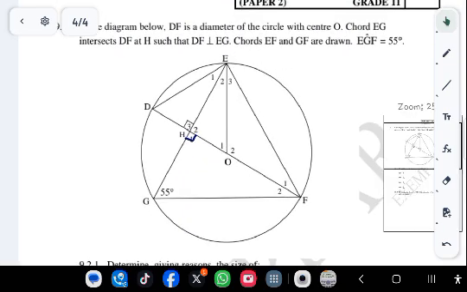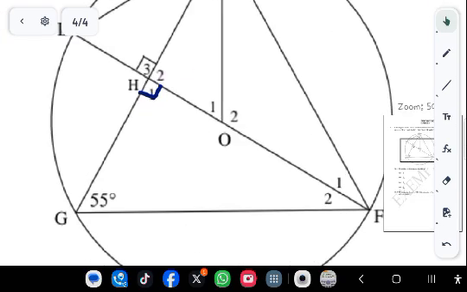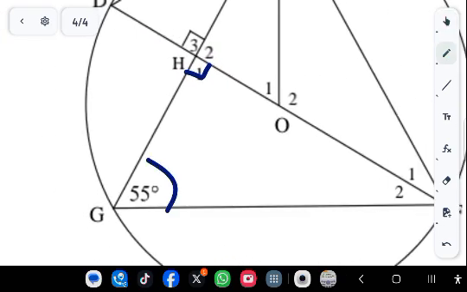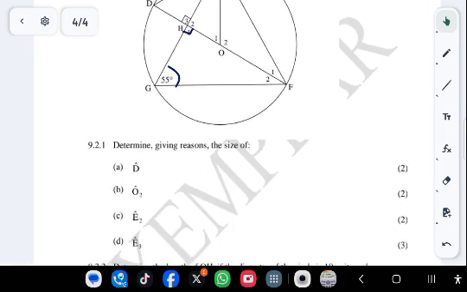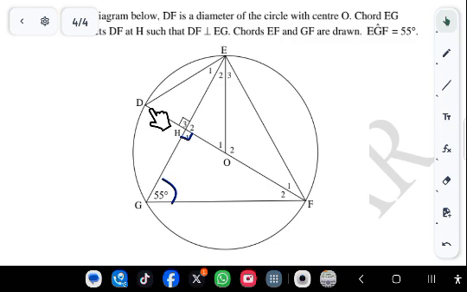Chords EF and GF are drawn. Angle EGF is equal to 55 degrees. Determine, giving reasons, the size of angle D. There is angle D, the size of angle D.